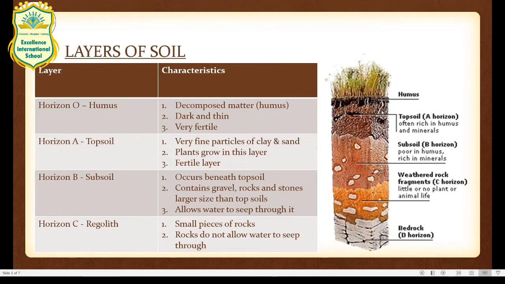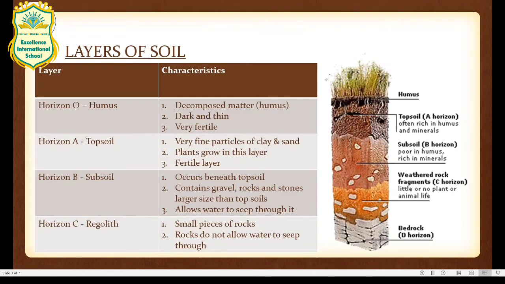So when plants and animals die, they decompose on this layer, on the surface, and this decomposed matter is actually a very good fertilizer, which is known as humus. So the horizon O has a lot of decomposed matter, humus. It is dark and thin, as you can see in this picture. It's dark and it's very thin compared to all the other layers, and it's very fertile. As I mentioned, decomposed matter is very fertile.